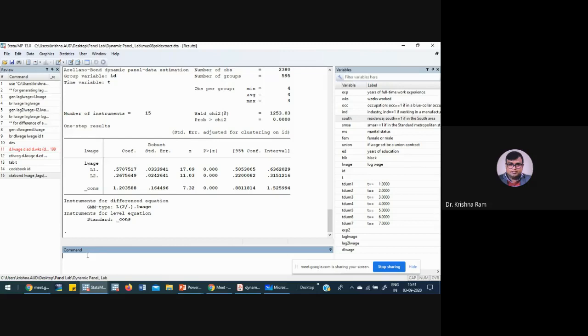So this one is in case of the one-step estimate and the one-step estimate in case of the Arellano-Bond estimator.